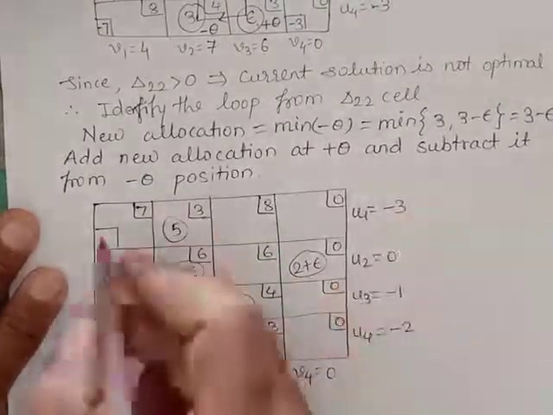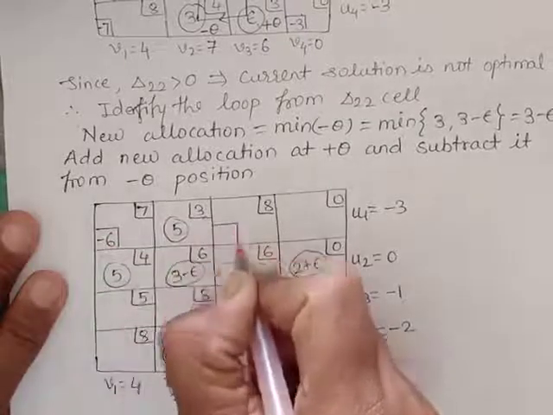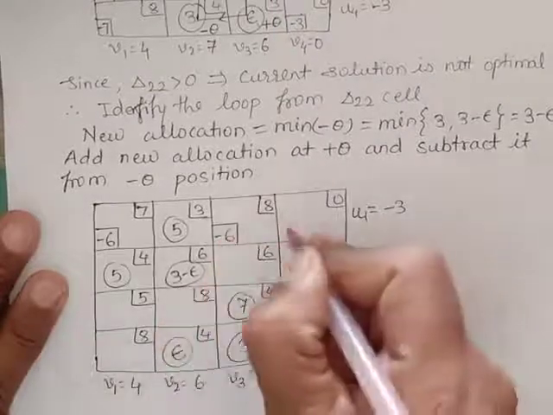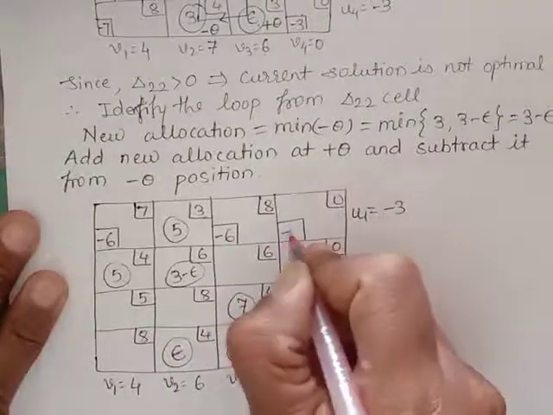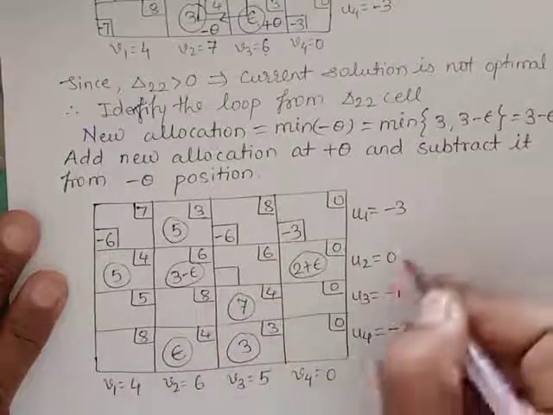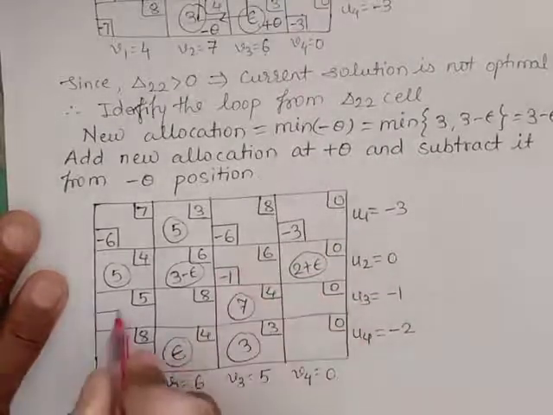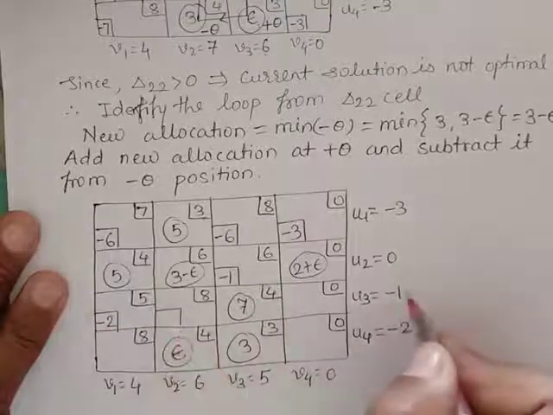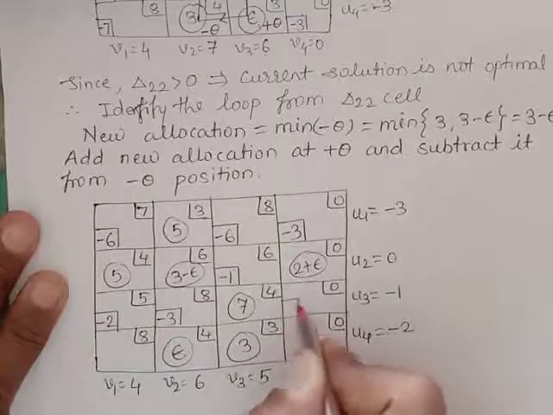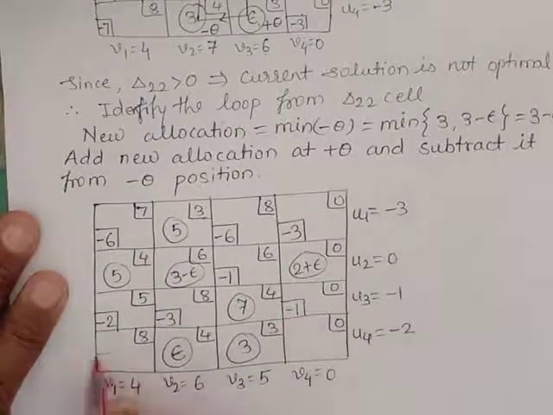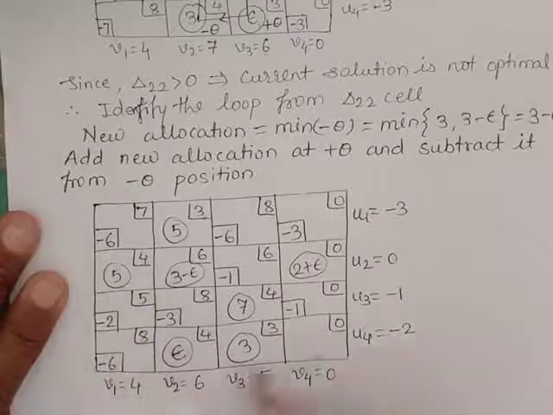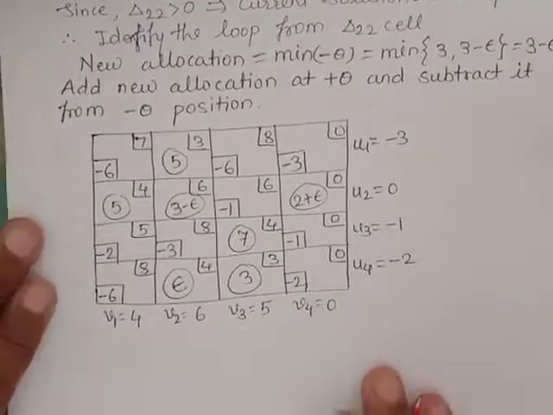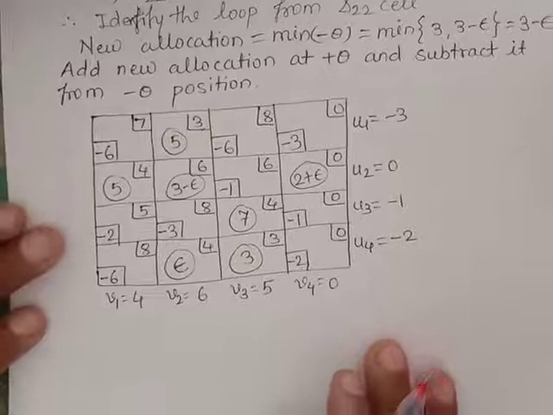This is 1 minus 6, so minus 6, this is 5 minus 3, so 2 minus 8 will be minus 6, this is minus 3, here it will be minus 1, here 3 minus 5, so minus 2, here it is minus 3, here minus 1, it will be minus 6, this is minus 2. Now all delta ij's are less than 0, so this is an optimal solution.